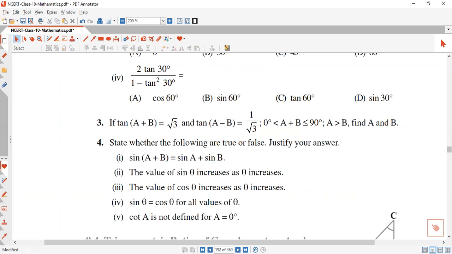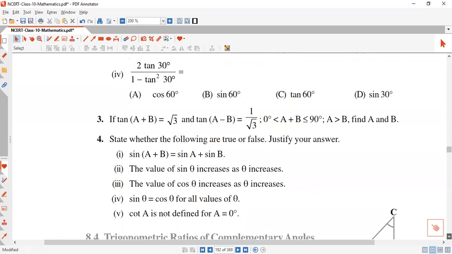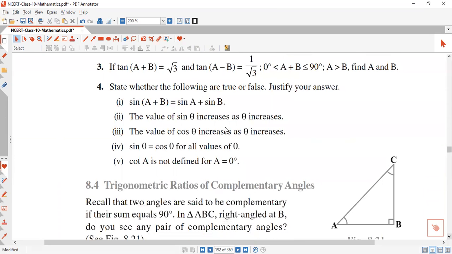Now, question number 3. If tan A plus B equals root 3 and tan A minus B equals 1 upon root 3, it is given that A plus B lies in the range of 0 degree to 90 degree. Means A plus B is lying in the first quadrant. Naturally, A minus B is also lying in the first quadrant because A is greater than B. Find A and B.